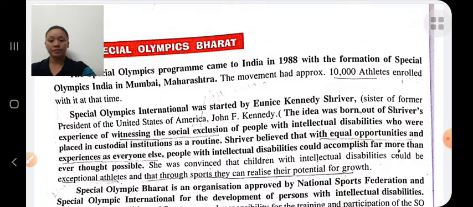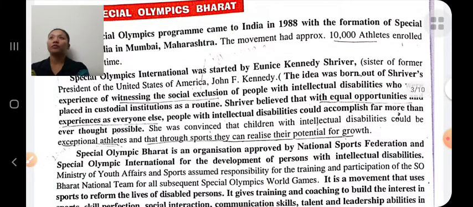The first Special Olympics International game was conducted in Chicago in July 1988. It also gave training and coaching to the persons to build their interest in games and sports, for skill perfection, social interaction, communication, etc. This is about the Special Olympics International.